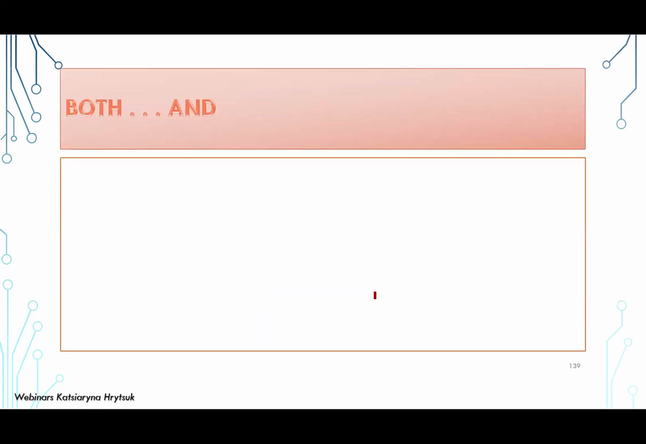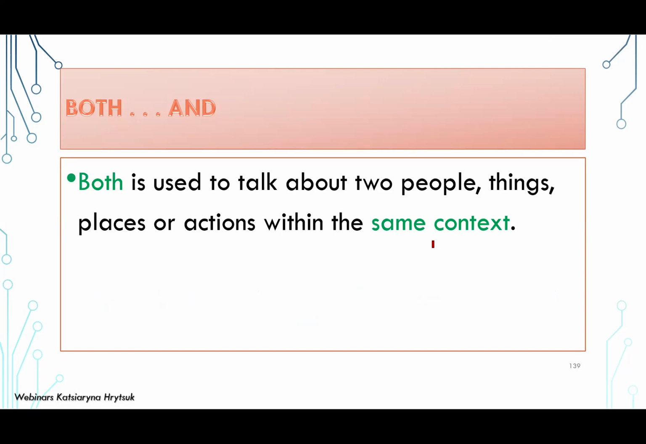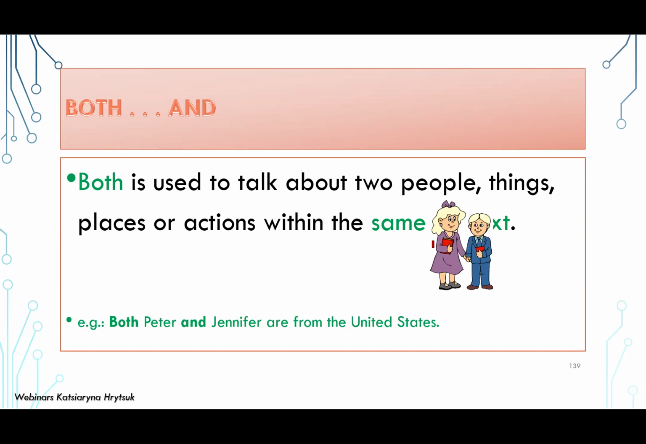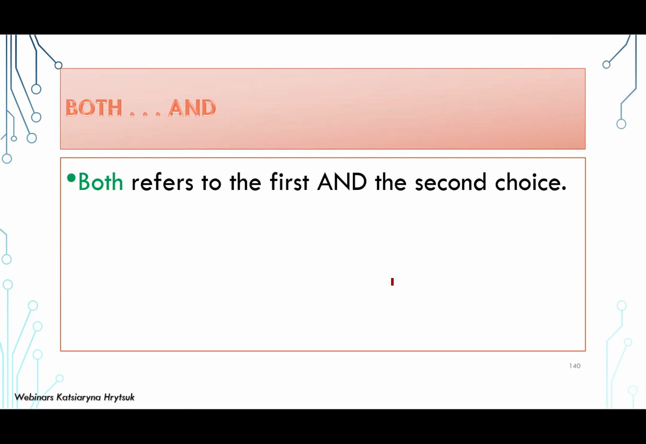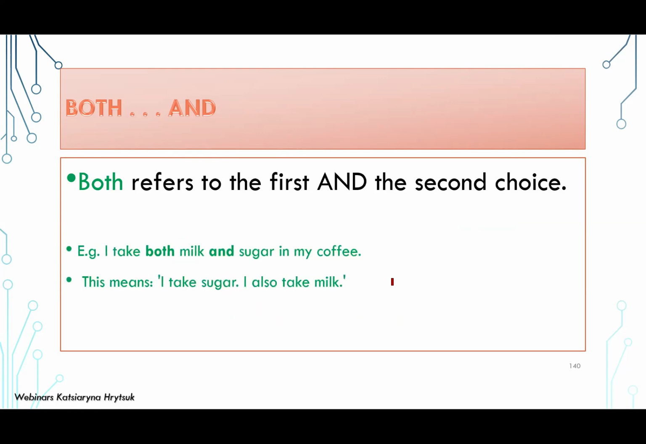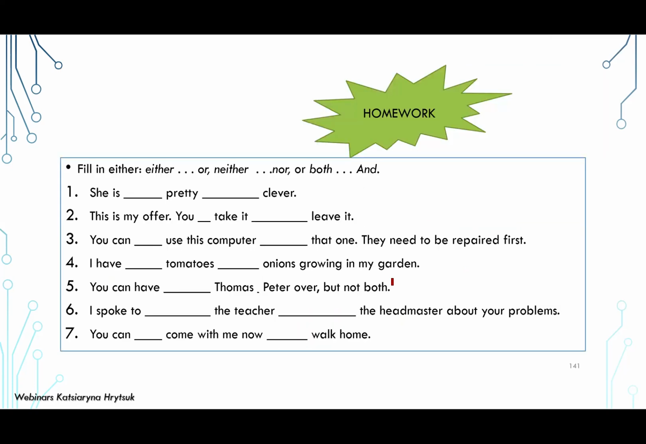And the last one, both... and. We use both to talk about two people, things, places, or actions within the same context. Both Peter and Jennifer are from the United States. If you see both, there definitely should be and somewhere. Right, Vika? Both refers to the first and the second. They're together. I take both milk and sugar. This means I take sugar and I also take milk.